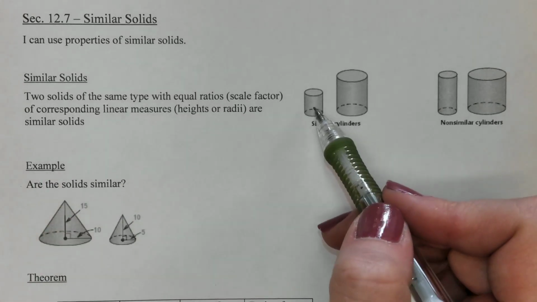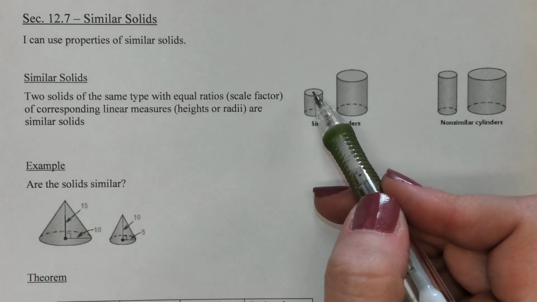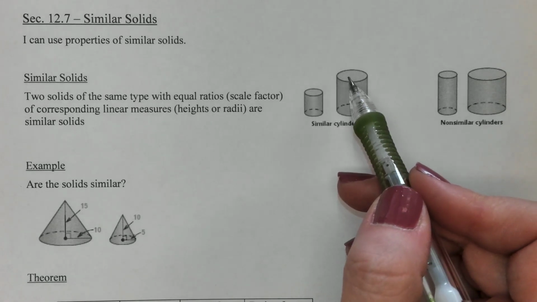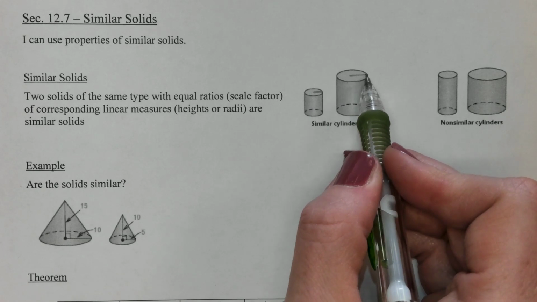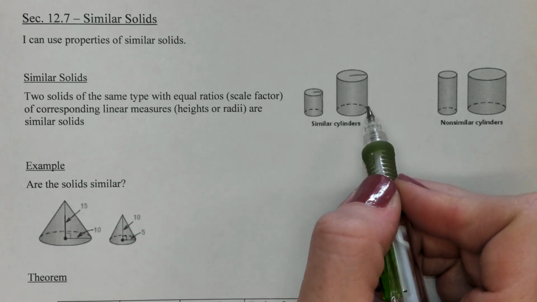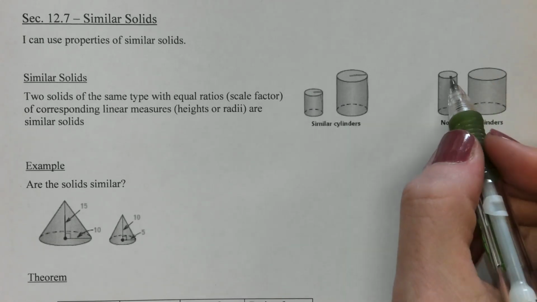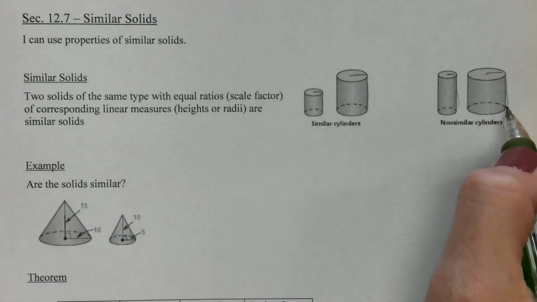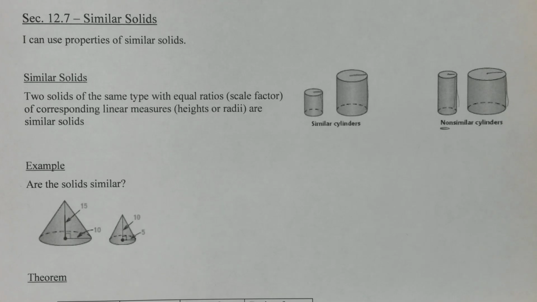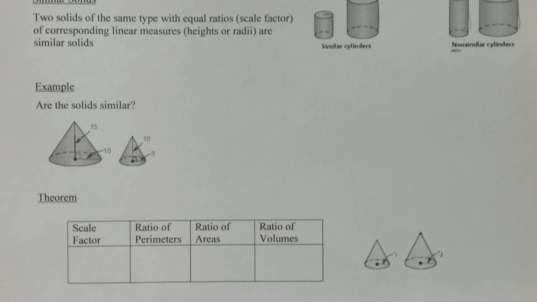So these guys are similar. Looks like if I took the shape and multiplied by 2, every piece got bigger. So the radius, which would be right here, got larger. The height, which is right here, got larger. Over here, though, even though my radius seemed to get larger, my height stayed the same. So they are not similar cylinders, okay?